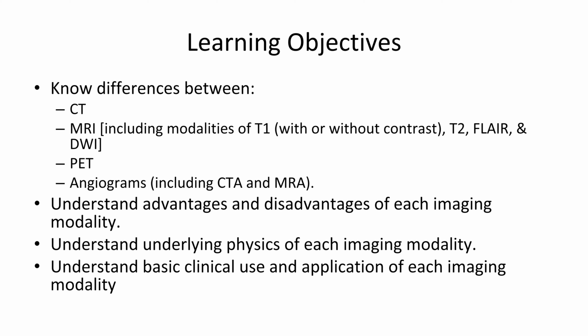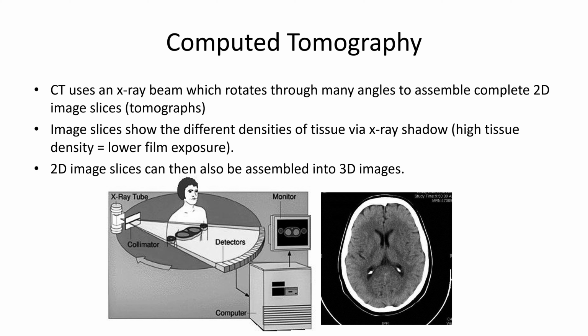All right, so let's start off with CT scans. So computed tomography. CT uses an X-ray beam which rotates through many angles to assemble a complete 2D image. So it has what I would call an XY component, a horizontal and a vertical component, as you can see in the CT scan of the brain at the bottom right.